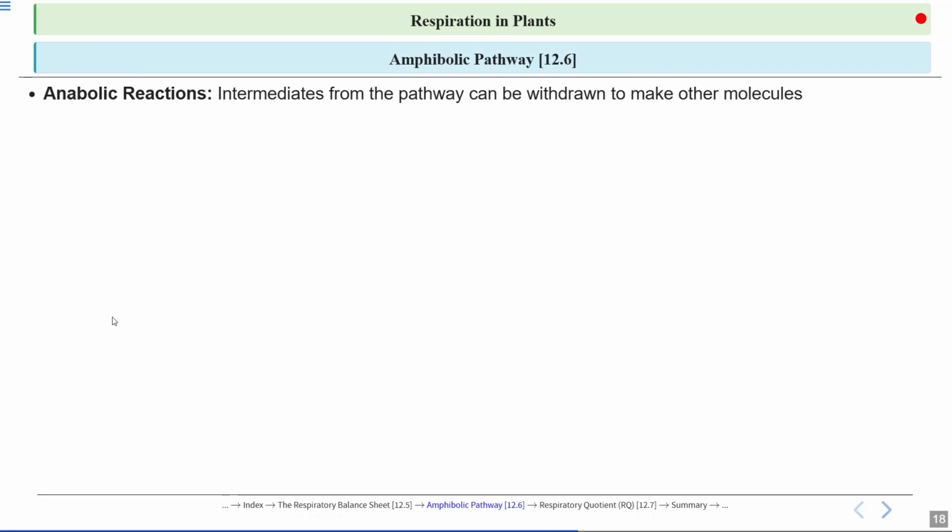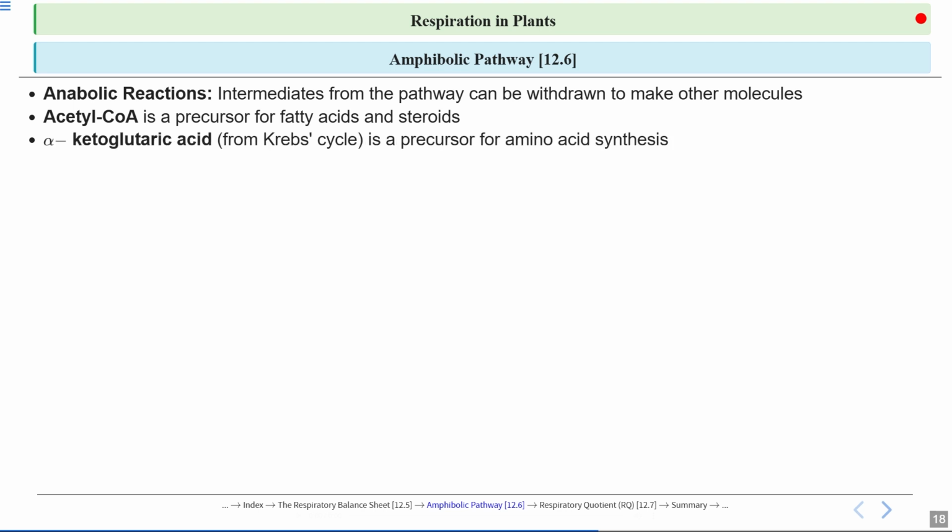If we talk about anabolic reactions, intermediates from the pathway can be withdrawn to make other molecules. These are processes where intermediates from metabolic pathways are used to create other essential molecules, and this is very important for plant respiration and metabolism. Acetyl coenzyme A is a precursor for fatty acids and steroids. Alpha ketoglutaric acid from the Krebs cycle is a precursor for amino acid synthesis.